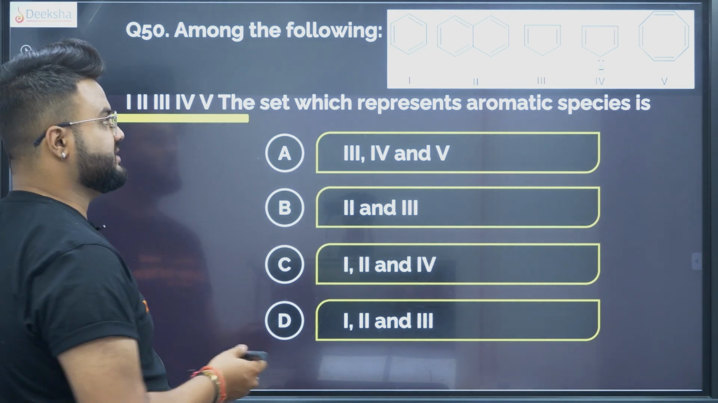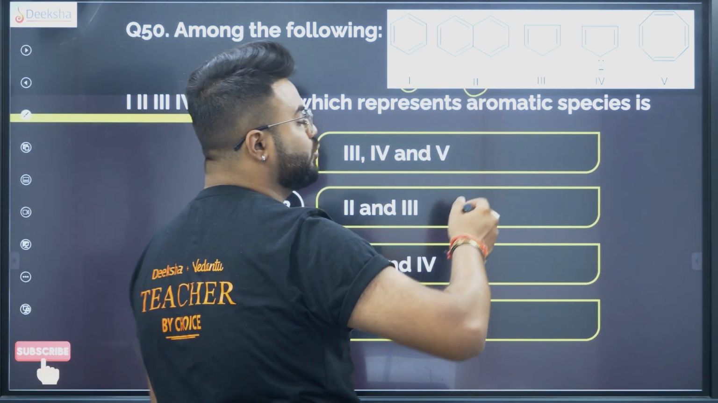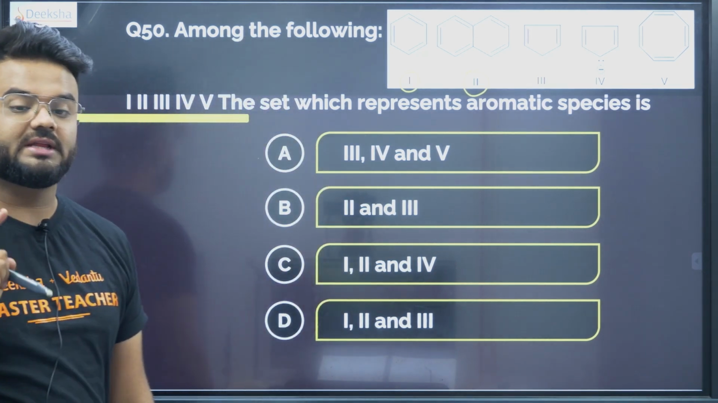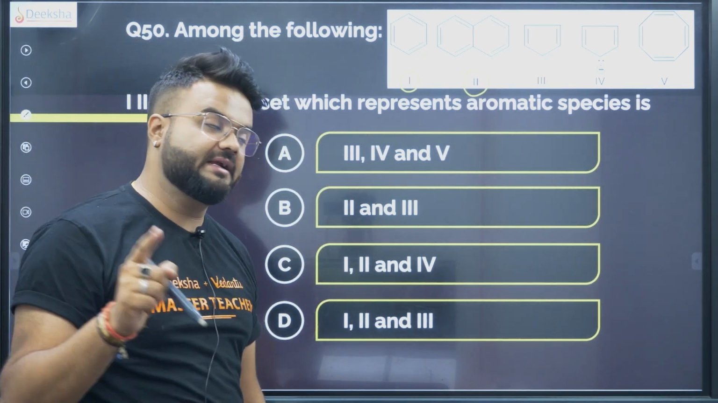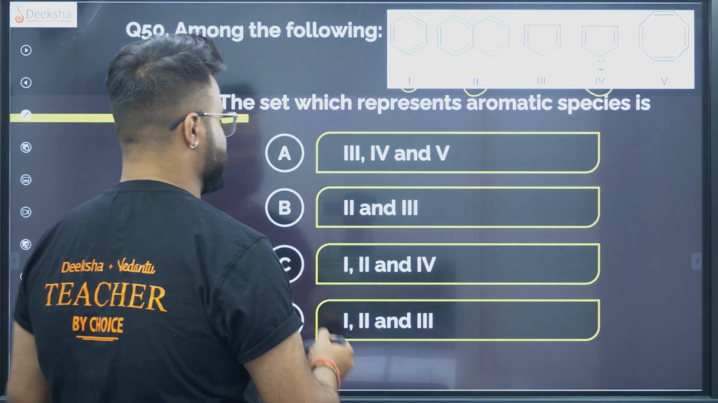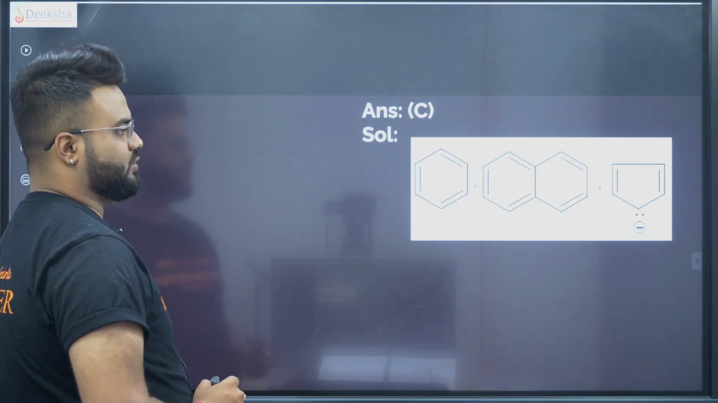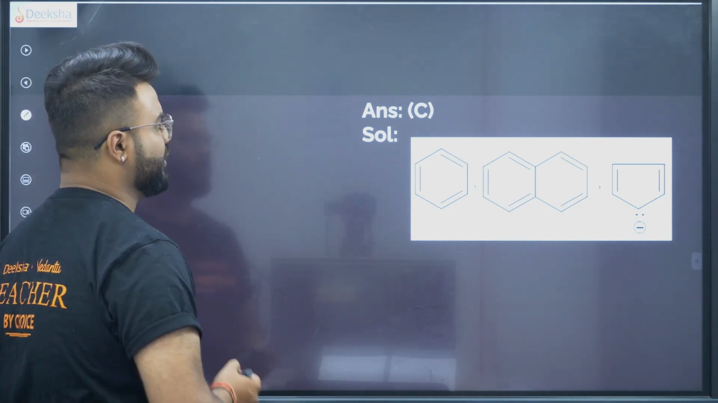Therefore, among these there is benzene, naphthalene, and coming back to the cyclopentadienyl anion, which follows aromaticity. So 1, 2 and 4 follow the aromatic character. Okay, these are the aromatic compounds.